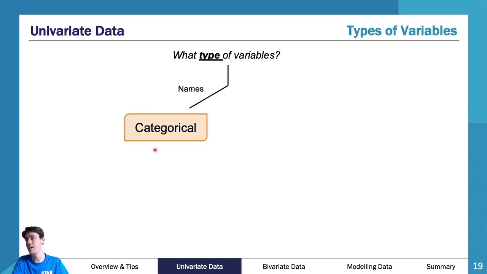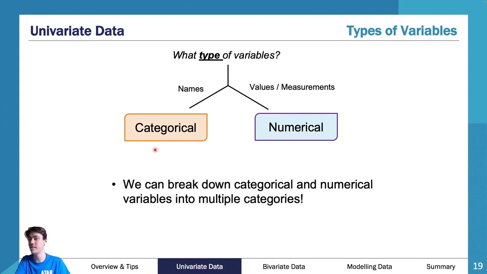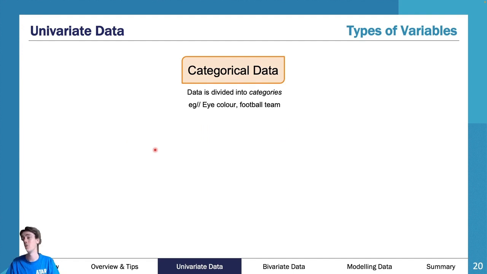Well, we can get different subtypes. So we have categorical, we have numerical. Now, we can break these down further, as I said, into our subtypes. So we'll start with categorical. Categorical is all about categories. Makes sense? It's called categorical. It's got categories. Now, the categories that we're going to look at are things like eye color, football team, etc.